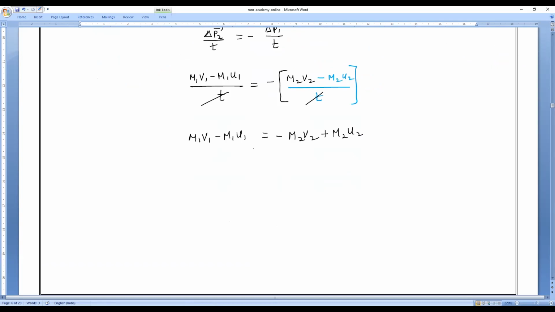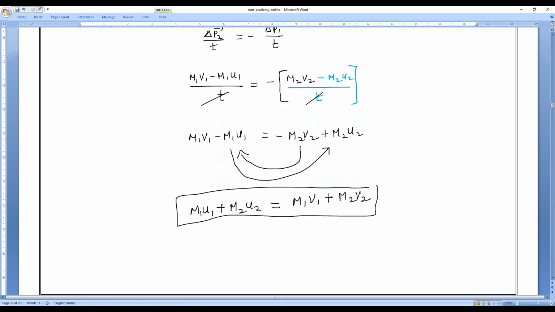Yes, sir. Now, M2 V2 I will bring to this side, and M1 U1 will come to this side and become positive. Am I right? M1 U1 plus M2 U2 is equal to this one, which will come to this side. So what will happen? M1 V1 plus M2 V2.